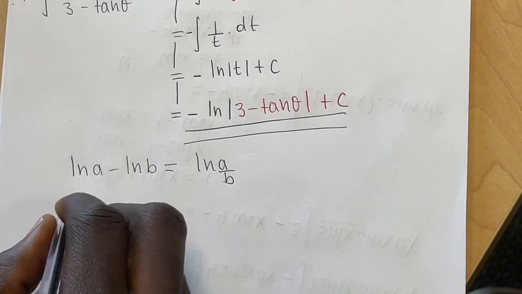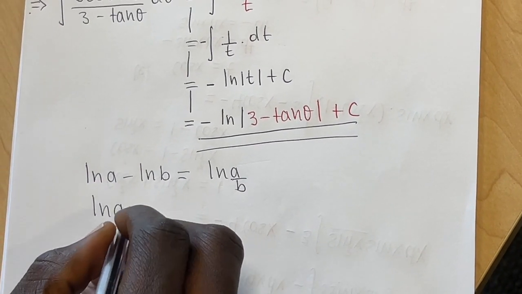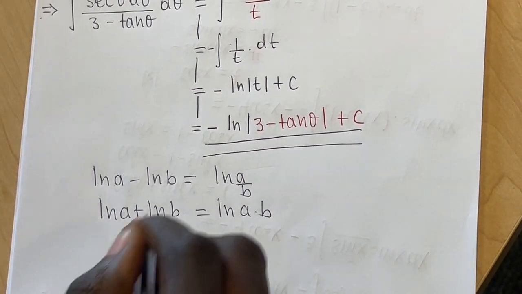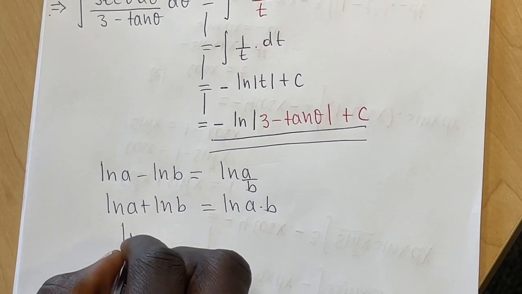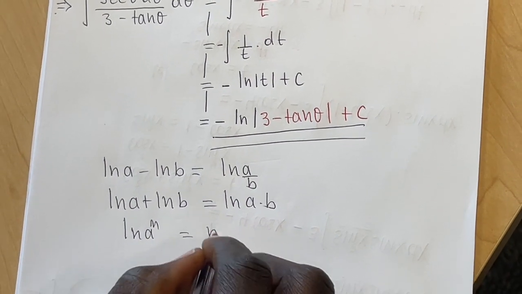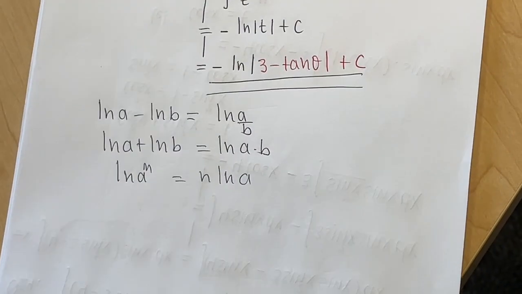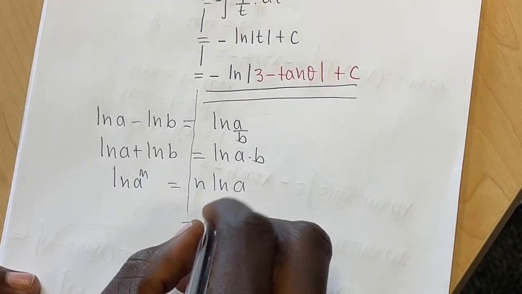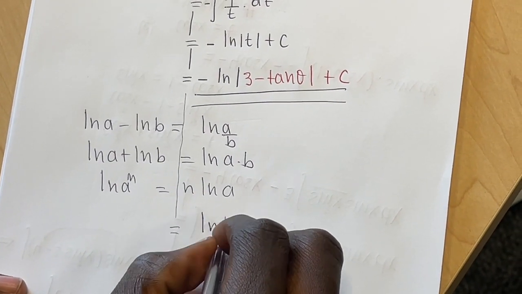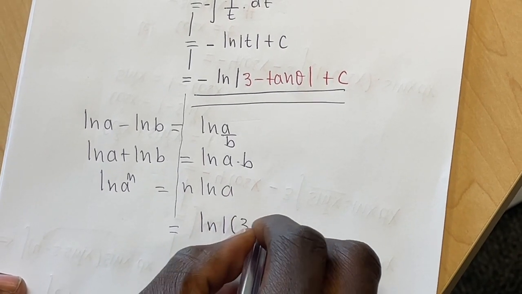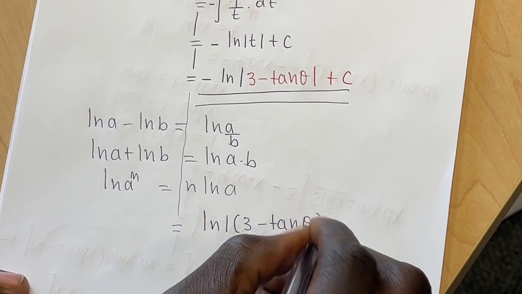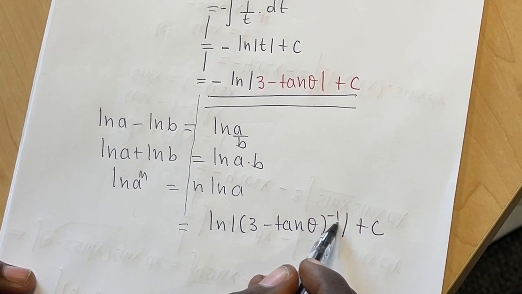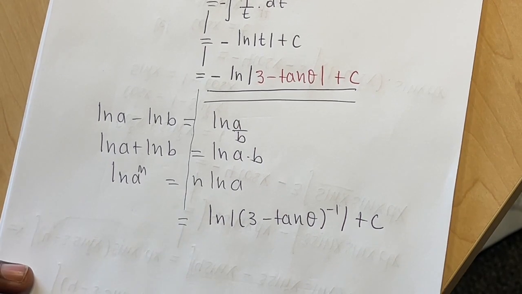So if you have ln of A plus ln of B, this is just ln of a times b. Therefore, if you have ln of a to the power n, this is n ln of a. So if you want, this answer can also be written like a ln, you open your absolute value, your bracket, 3 minus tan theta, and then to the power 1, and then you close your bracket, plus c.